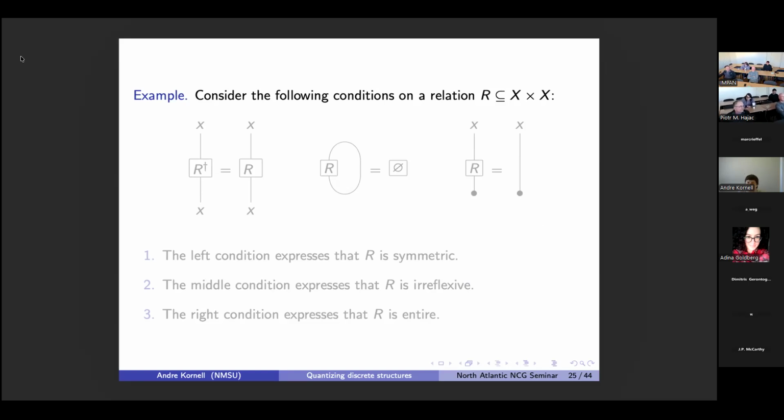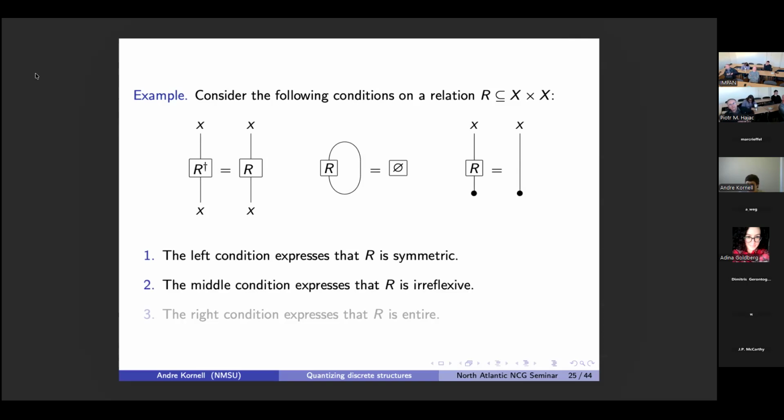So here is an example that's really meant to illustrate how all of this works. Let's say we have a relation R on X. We could write down 3 graphical conditions for the relation. Here they are. Clearly, the left condition expresses that R is symmetric because it's basically just an overwrought way to say that R dagger is R. In other words, R converse is R. And this is exactly the symmetry of R.